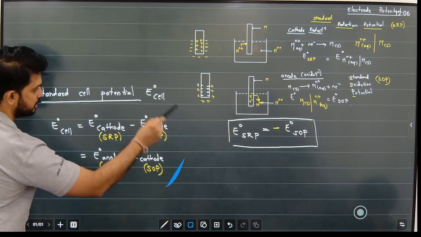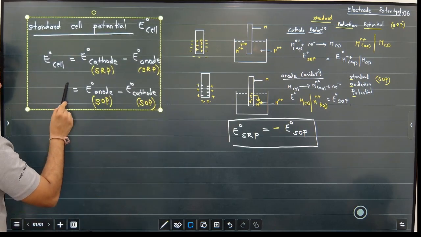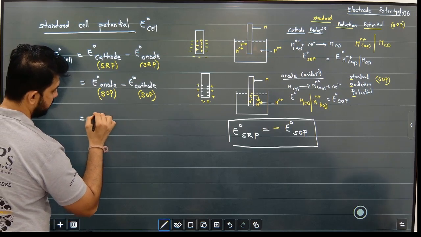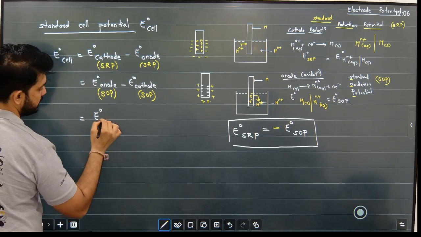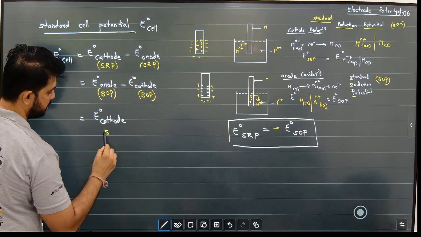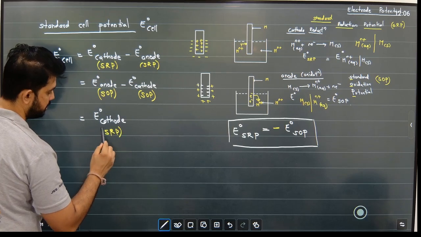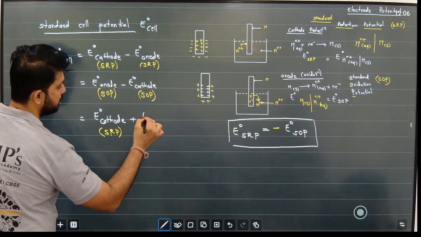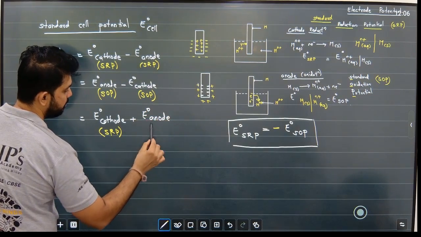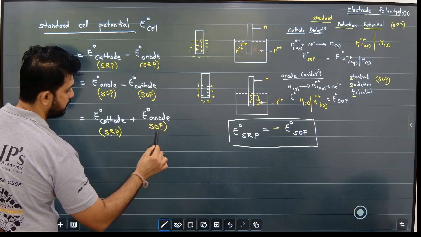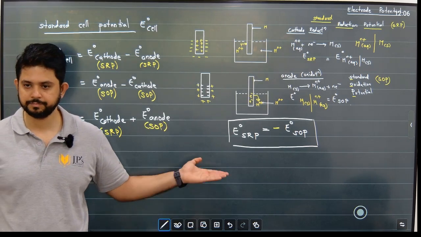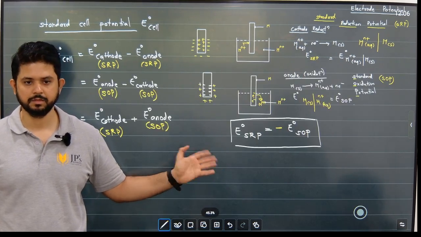एक और फॉर्मूला बना सकते हैं हम, which is E naught SRP of cathode plus E naught SOP of the anode. Anyone who did not get that? Chalo.